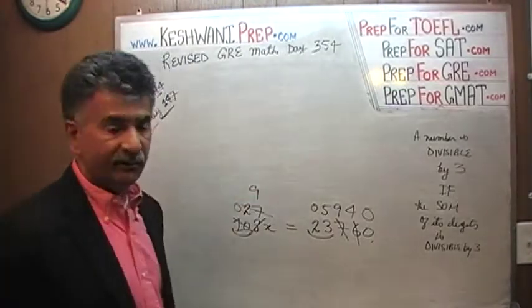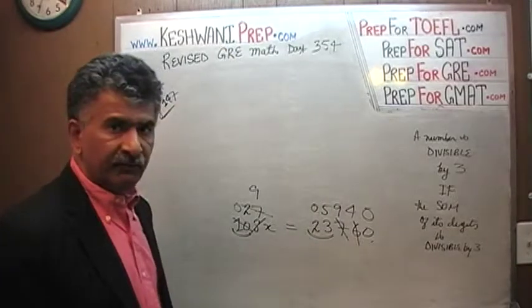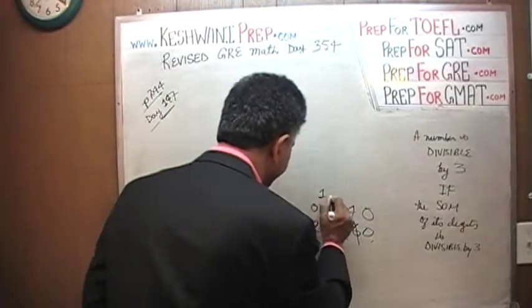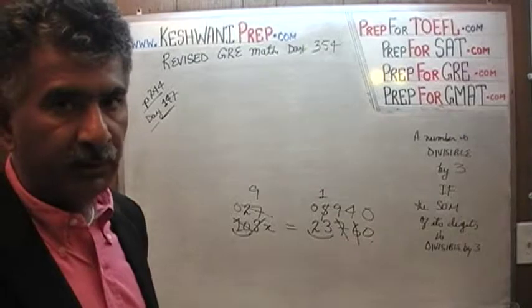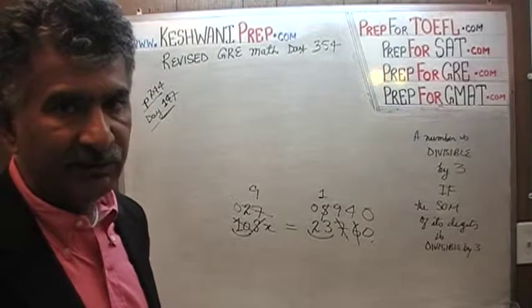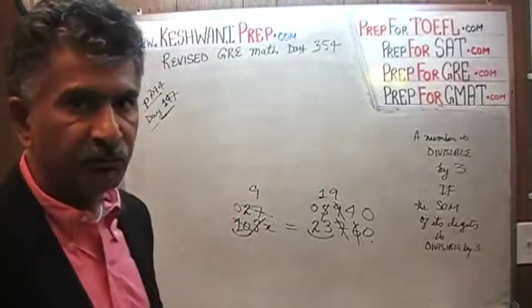Let's find out how many 3's in 5,940, shall we? How many 3's in a 5? 5 has 1 3. The remaining 2 goes and joins the 9 becomes 29. How many 3's in 29? 29 has 9 3's. 9 3's are 27. The remaining 2 goes and joins the 4 becomes 24.